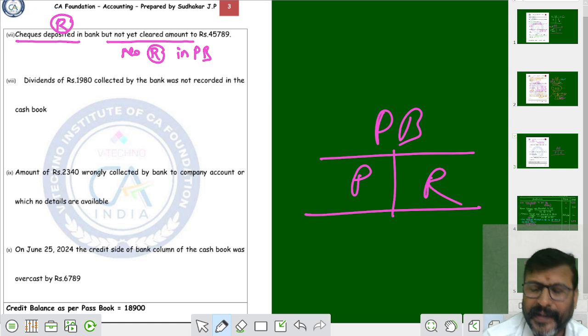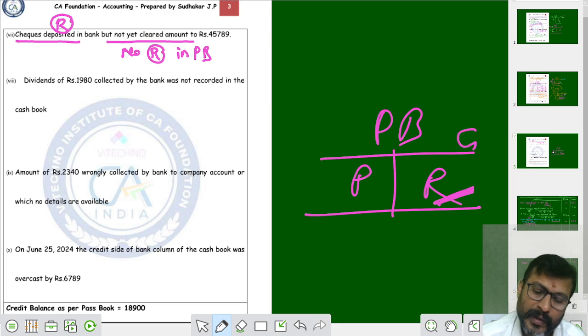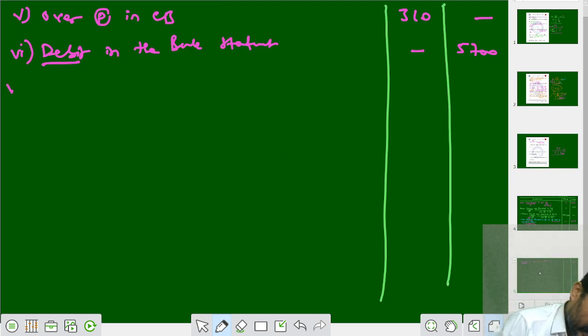Passbook: debit is payment, credit is receipt. No receipt in passbook means no credit in passbook. So where do we have to take it? We have to take it on the credit side only, right? So now let us write point number 7.